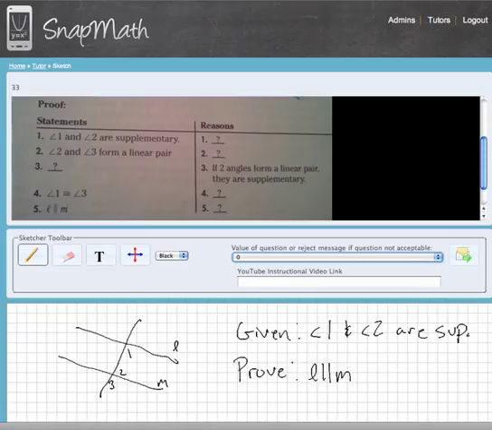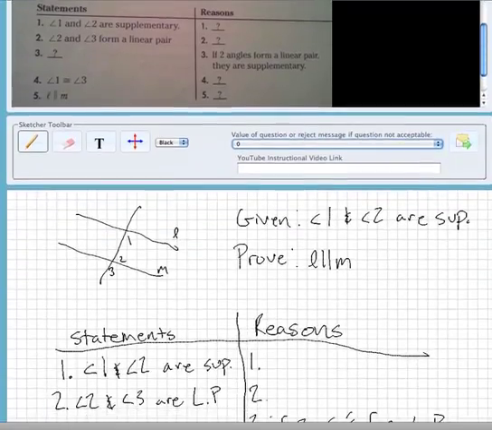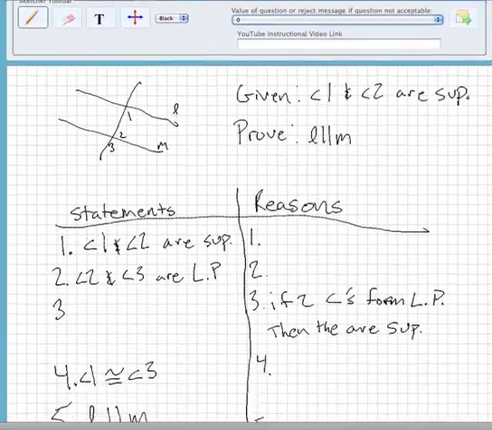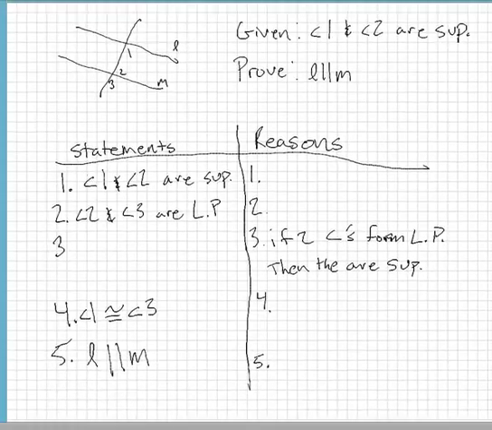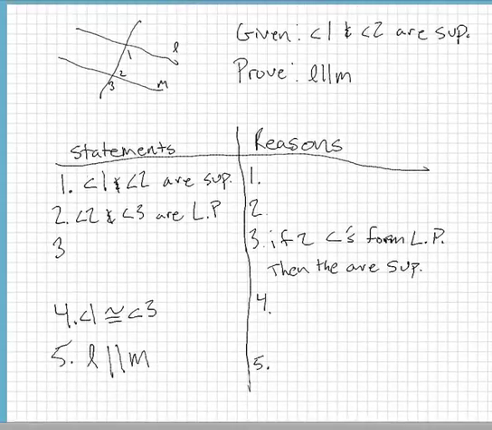And the question is, it's actually a proof. It's a two-column proof that we need to fill in the blanks we have right here. So here's our picture right here. And this is what has been given to us and what we need to prove.